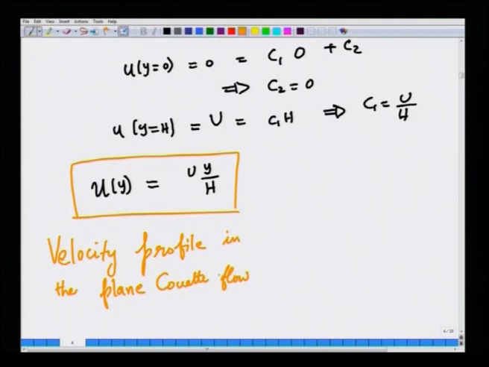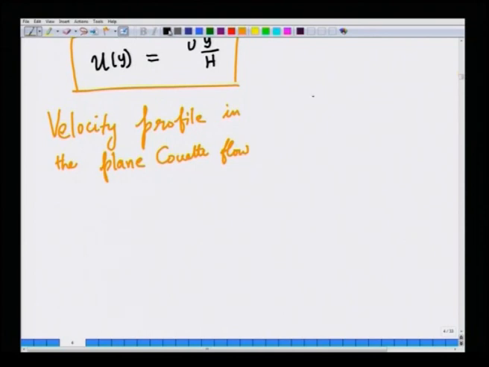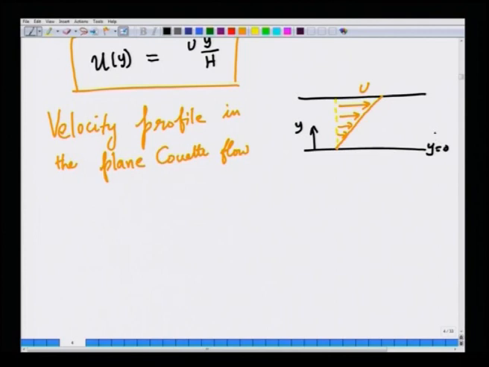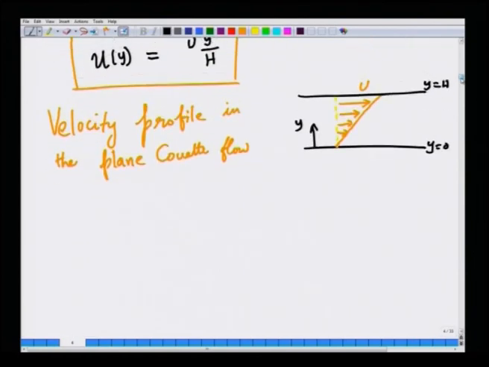Okay, this is the velocity profile in the plane Couette flow. So, we can plot it qualitatively as follows. Now, at the bottom the velocity is 0, at the top it is u, and it varies linearly from 0 to h. So, that is the implication. This is y equal to 0, this is y equals h, the width of the gap. So, the velocity profile varies as shown here, it varies linearly.